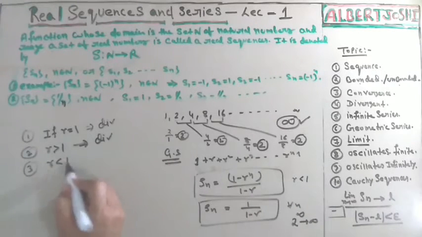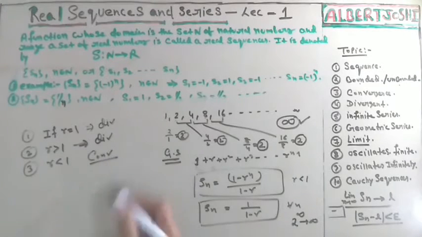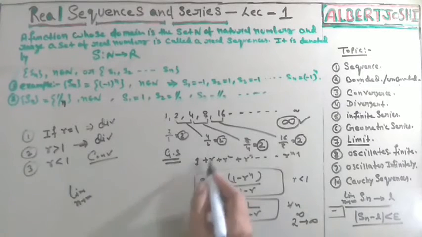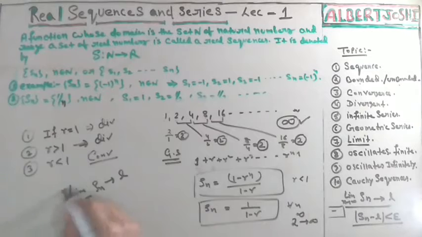Now the third condition: if r is less than 1, then you can say that this is the convergence. Convergence means that as n tends to infinite, your sequence Sn is converging to some finite value. That is the meaning of convergence. Actually, what is the meaning of this? I will just explain you.